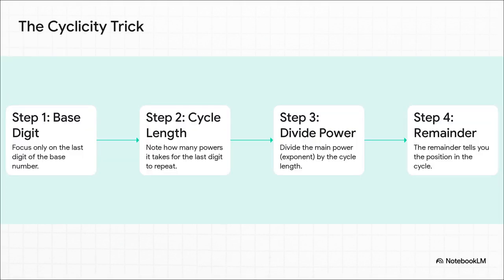This gives us a dead simple 4-step trick. First, ignore everything but the last digit of the base number. That's all that matters. Second, you know its cycle length. For 2, it's 4. Third, you divide the big power by that cycle length. And fourth, the remainder you get from that division tells you exactly where you'll land in the cycle.